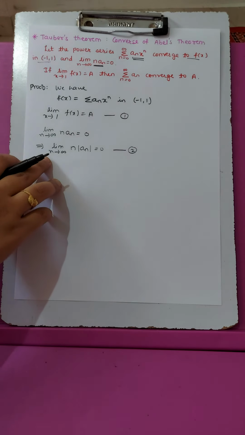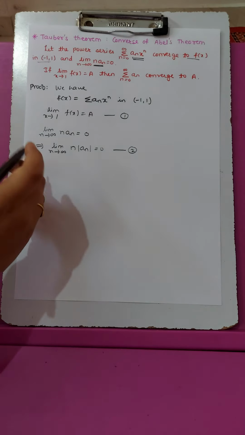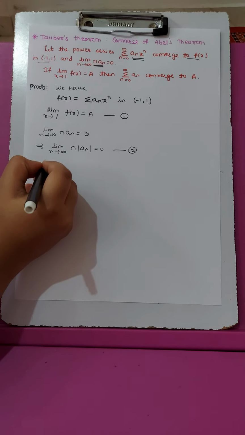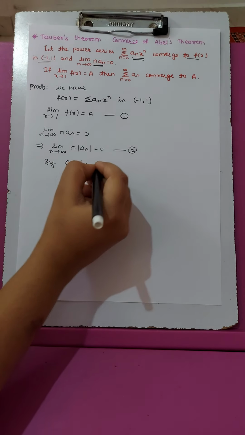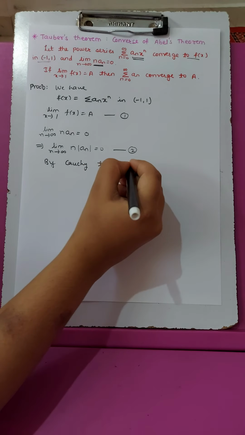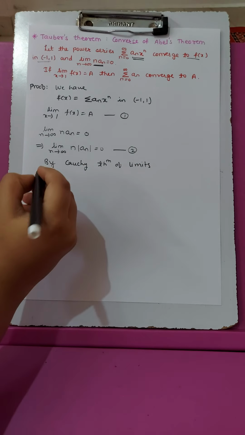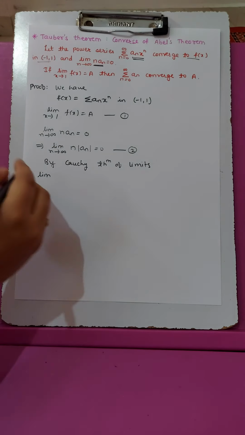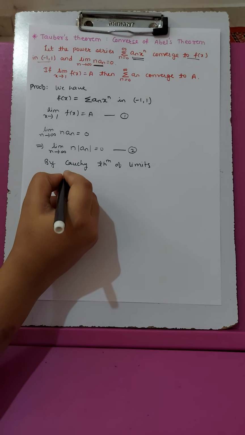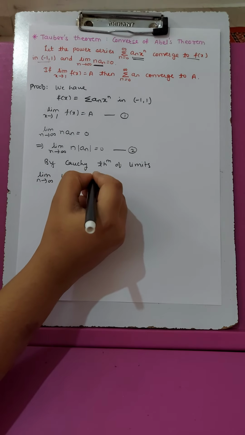So the very first theorem of this video is the Cauchy theorem of limits. By Cauchy theorem of limits, if limit n tends to infinity n mod a_n is equal to 0, then limit n tends to infinity (1 mod a_1 plus 2 mod a_2 plus and so on up to n mod a_n) upon n is equal to 0. Let it be number 3.